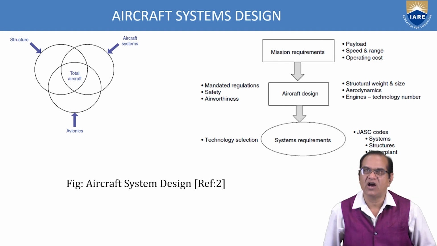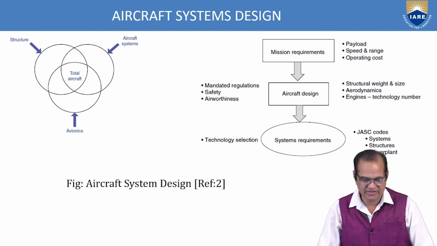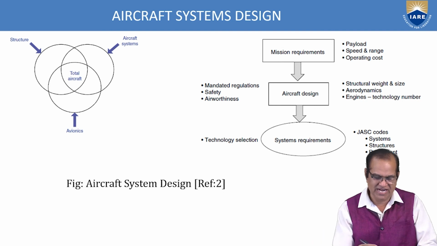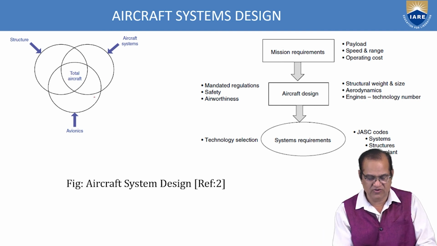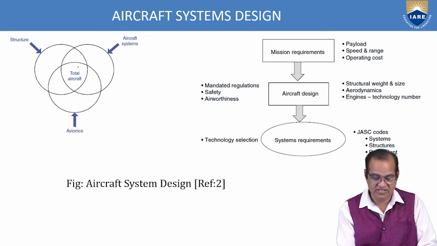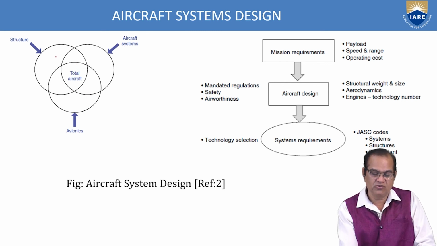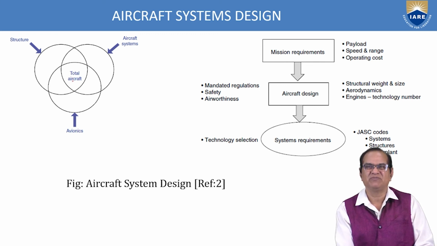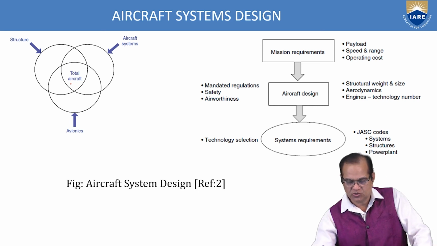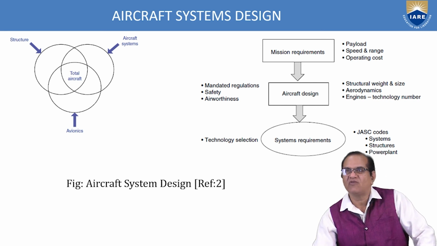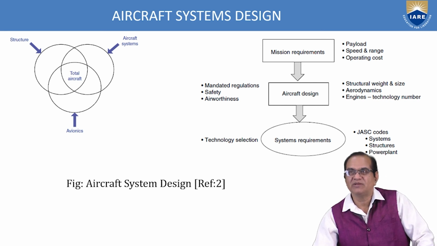Aircraft system design, how can we do a system design? Here we can see the structural system, aircraft systems, and avionics. This is called the total aircraft. So all three components have to be merged, and then only system design will take place. Here we can see the mission requirement. What are the mission requirements? Payload, speed and range of the aircraft, operating cost.